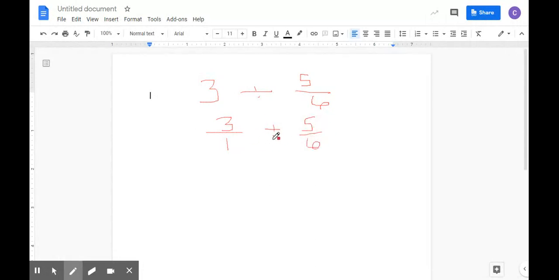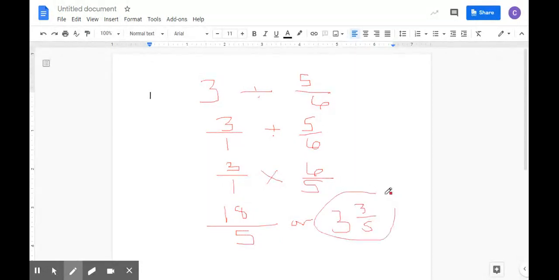Now, since we have 2 fractions and division, we follow our rules. We keep 3/1. Change it to multiplication. Flip this to 6/5. Now, can we do anything with 3 and 5? Nope. 6 and 1? Nope. So we just multiply. What's 3 times 6? 18. And 1 times 5? 5. Well, that is improper. So 5 goes into 18 3 times, and you're left with 3 3/5, which is letter I.